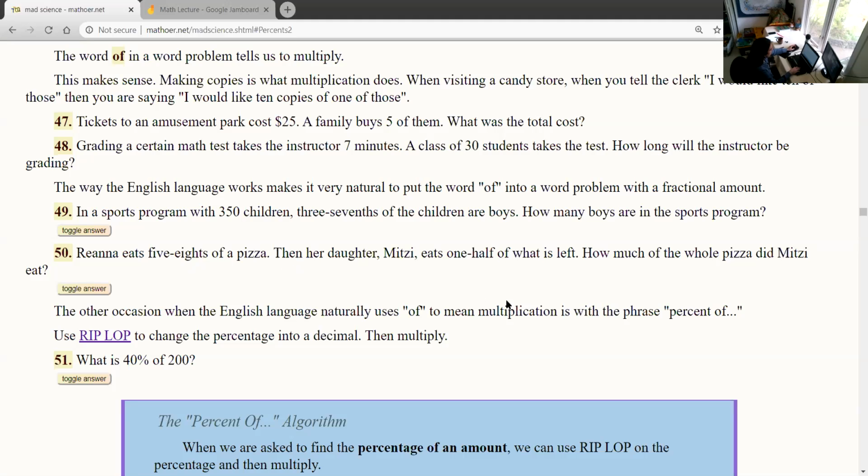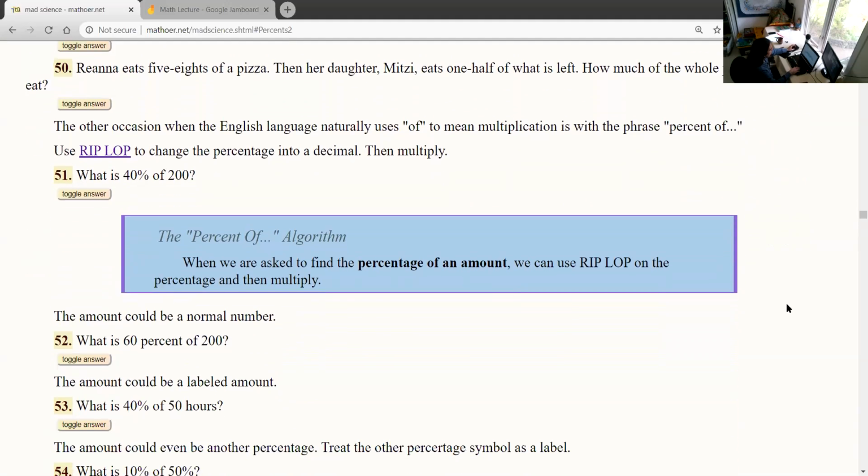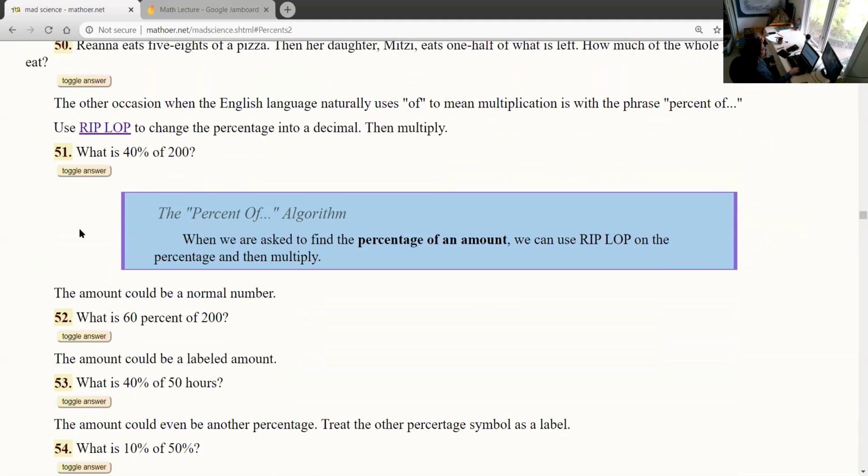The other occasion when the English language naturally uses of to mean multiplying is when we say percent of. Like, what is 40% of 200? So let's put that in a box. The percent of algorithm says if we're finding the percent of an amount, then we can use RippleUp to turn the percent into a decimal, and then we can multiply.